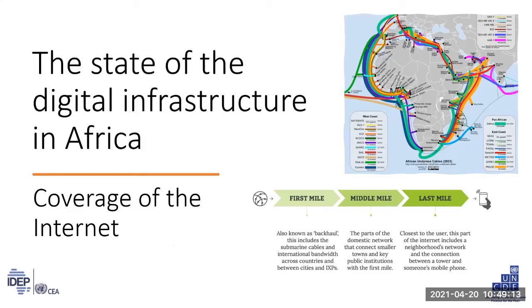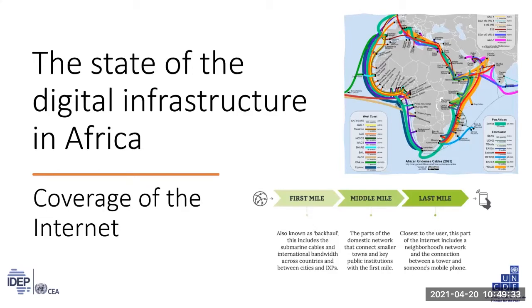Let's start by looking at the state of digital infrastructure in Africa. In the module, we make a distinction between coverage, access, and usage. Internet coverage depends on networks that provide first, middle, and last mile connectivity.